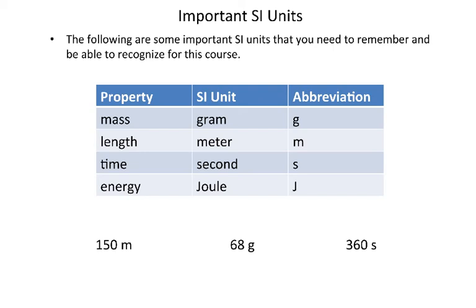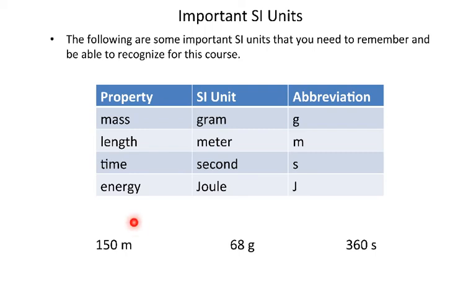So one of the first things that is important when we're doing unit conversions is to be familiar with some of the more common units that you're going to be using this semester. This isn't all the units that we're going to be using, but this is some of the more important ones. When you see a g, you need to know that that represents a gram and we're measuring mass. Or m represents meter, we're measuring length. s is a second, we're measuring time. A joule means we're measuring energy.